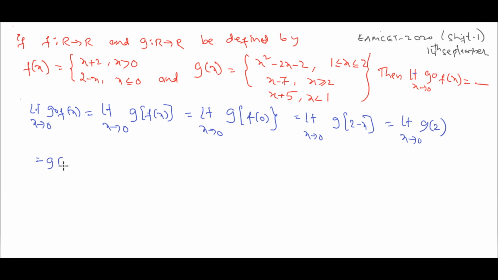So that is equal to g of 2, that is g of 2 here is given g of x, x greater than or equal to 2, that is x minus 7. So substituting x is equal to 2, that is equal to 2 minus 7. 2 minus 7 is equal to minus 5. That is the answer.